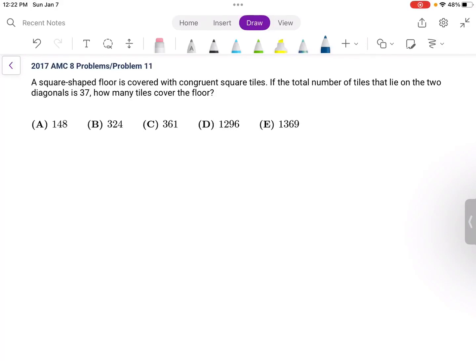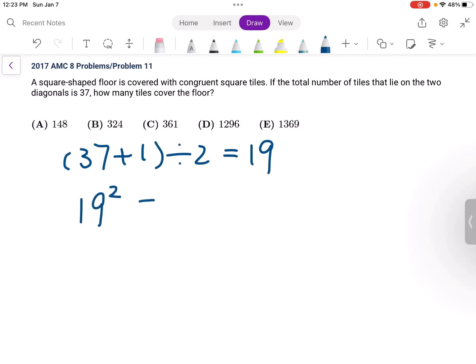Problem 11. Because the two diagonals have 37 tiles, that means one side has (37 plus 1) divided by 2 equals 19 tiles. Then the total tiles will be 19 squared, which equals 361 tiles.